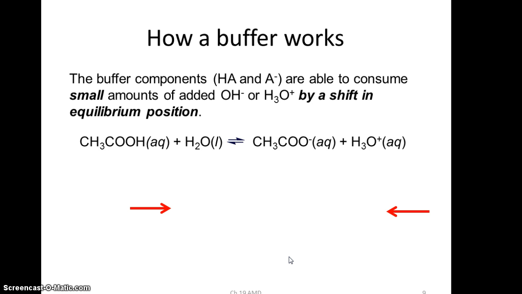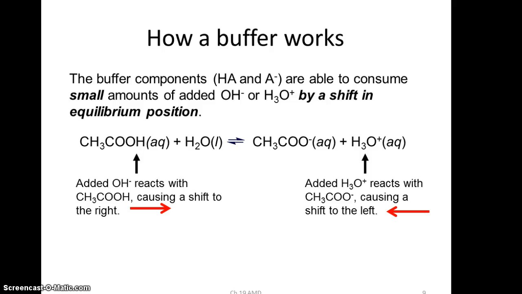Okay, so we know that the buffer has to have two components, HA and A minus, and when we add a strong acid or a strong base, it has to be able to consume that and shift the equilibrium to compensate, to cushion the pH.